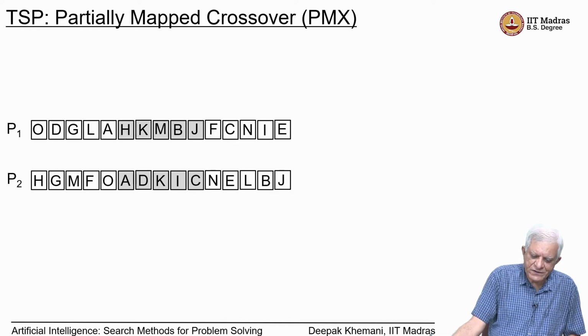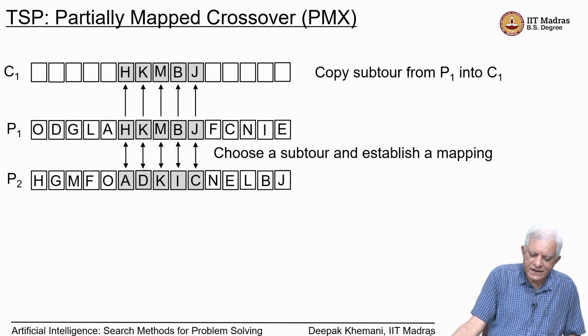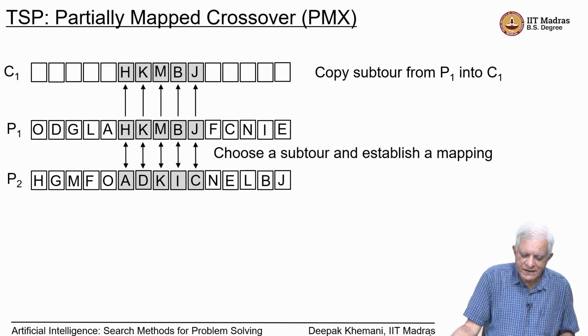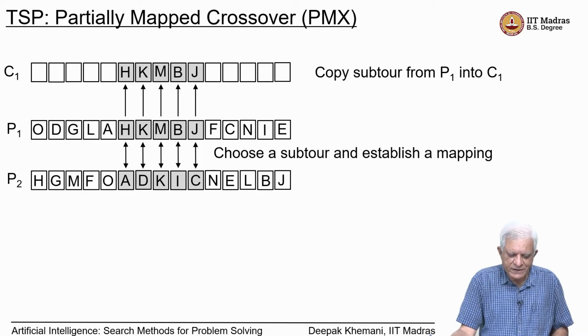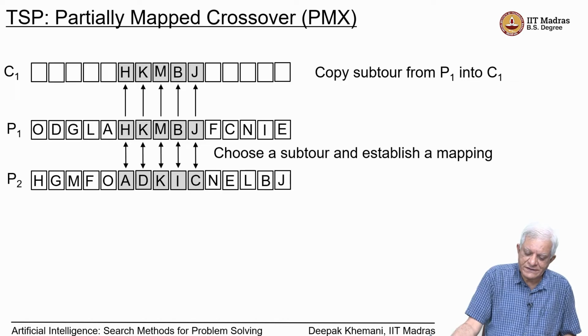First we do this partial mapping from these cities to the other tour, and then we start constructing the tour. We copy the subtour from parent 1 to C1. So we have copied this H, K, M, B, J, and then we are looking to fill in the other cities from their locations in parent 2.